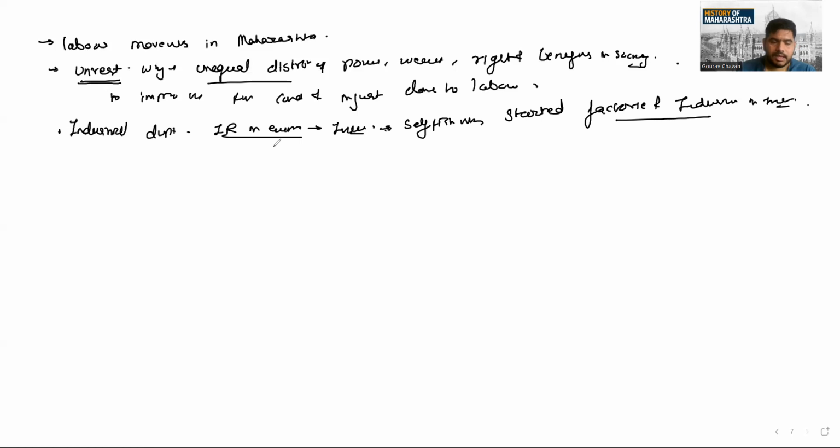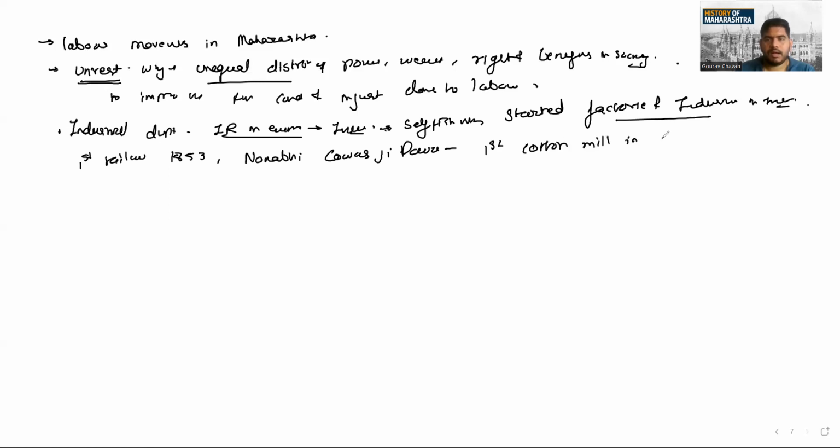The Britishers started factories and industries in India, and then came the first railway in 1853. After this, an Indian person named Nana Bhai Kaus Dawar established the first cotton mill in Kurla in the year 1851. Then the Tata Empress Mill was also established in Nagpur.